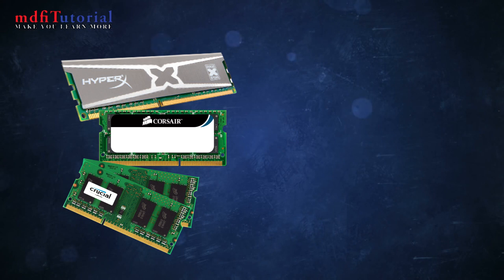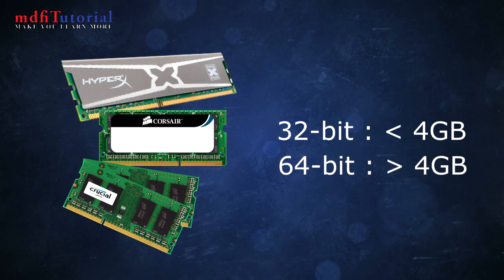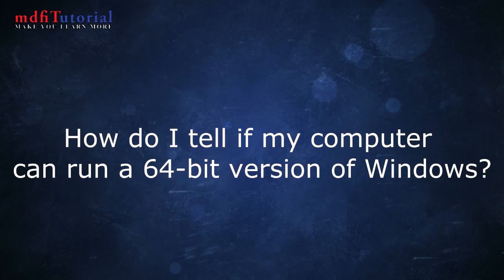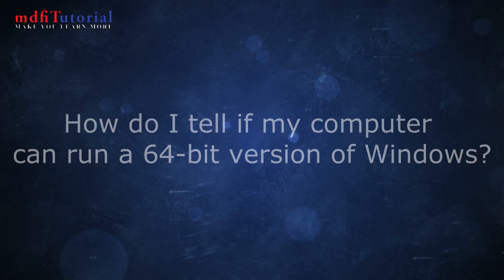In such cases, because a 64-bit operating system can handle large amounts of memory more efficiently than a 32-bit operating system, a 64-bit system can be more responsive when running several programs at the same time and switching between them frequently. How do I tell if my computer can run a 64-bit version of Windows?